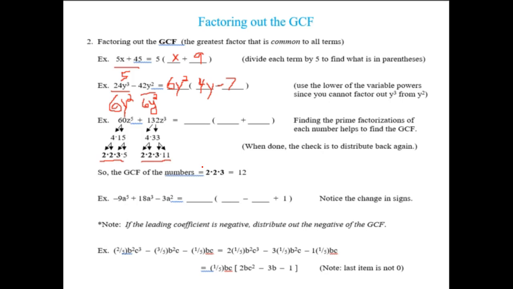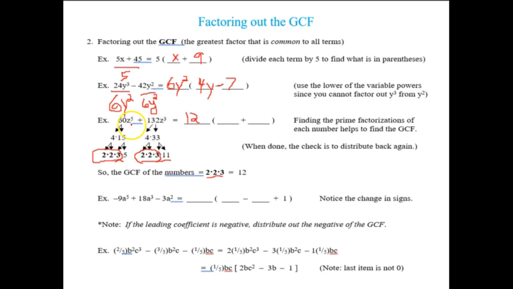Like, for example, 60, we could have broken it up into 2 times 30. And then 30 would break up into 2 times 15, and then 15 into 3 times 5. So in the end, we'd still have 2 times 2 times 3 times 5. All right, now, the greatest common factor are the factors that you see in both of them. And I see two 2s and a 3 in both of the lists of prime factors. So the GCF is 2 times 2 times 3, which is 12. All right, so 12 is the greatest common factor as far as the numbers go.